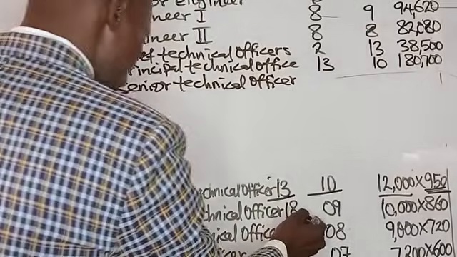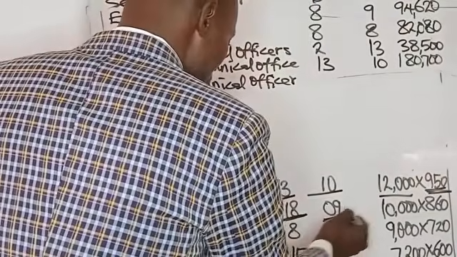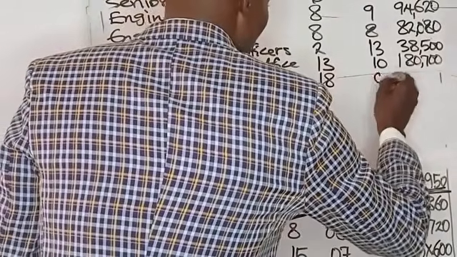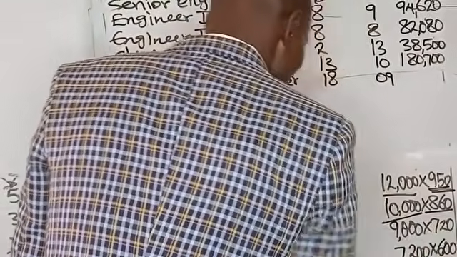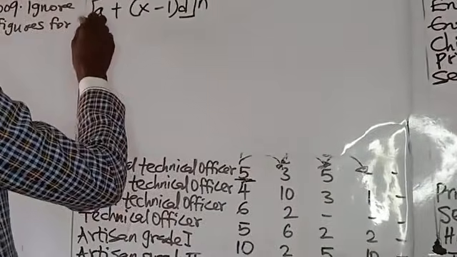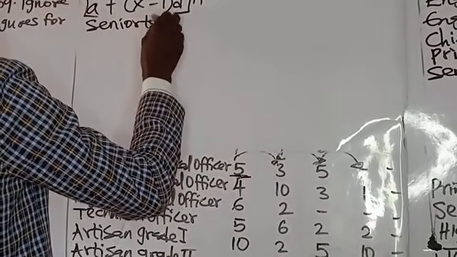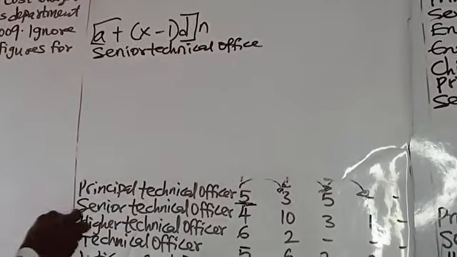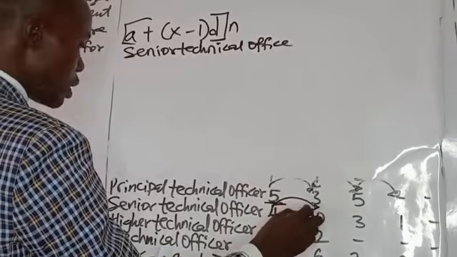There are 18 employees in that position and grade level 9. 18 employees, grade level 9. Their basic pay is 10,000 and the increment is 860. Now let's calculate for senior technical officer. So senior technical officer. 4 were in step 1 before. Who will now move to step 2?